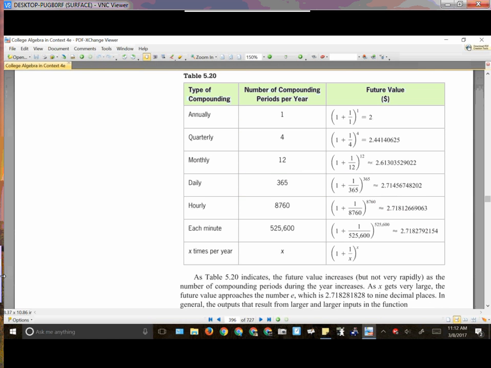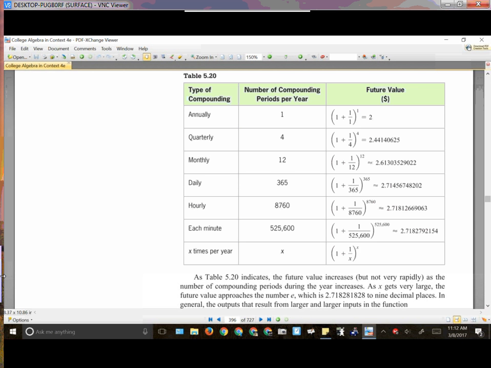Now, one of the things that we've got here is a chart that shows you what is happening as we compound things more. So annually, I compound that, it doubles my money. Well, that's nice. Quarterly, it's a little bit better. Monthly, daily, hourly, each minute. And then what we get down to is continuously.